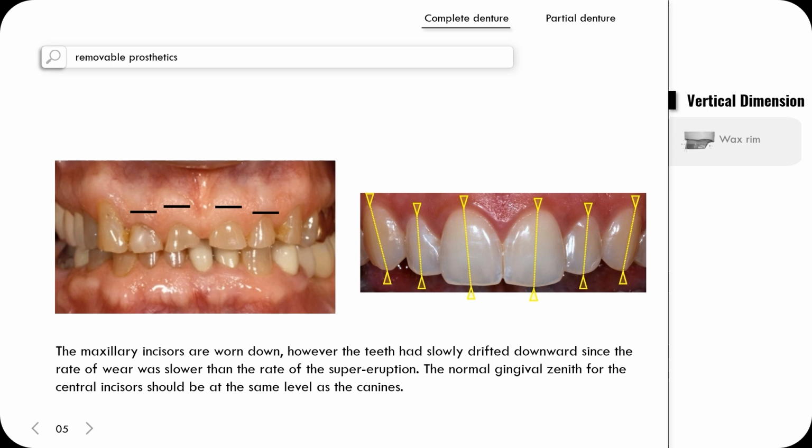So vertical dimension of occlusion loss in wear cases is generally seen, but we do want to go through the exercise and ask the question: is there compensatory supereruption, and maybe this isn't a classic wear case? What you do find that is common is erosion cases, because of how quickly GERD, or let's say bulimia, wears down the teeth. Those cases, typically you see the wear of the teeth much quicker than the rate of supereruption. Whereas in general attrition cases, that's not always true.